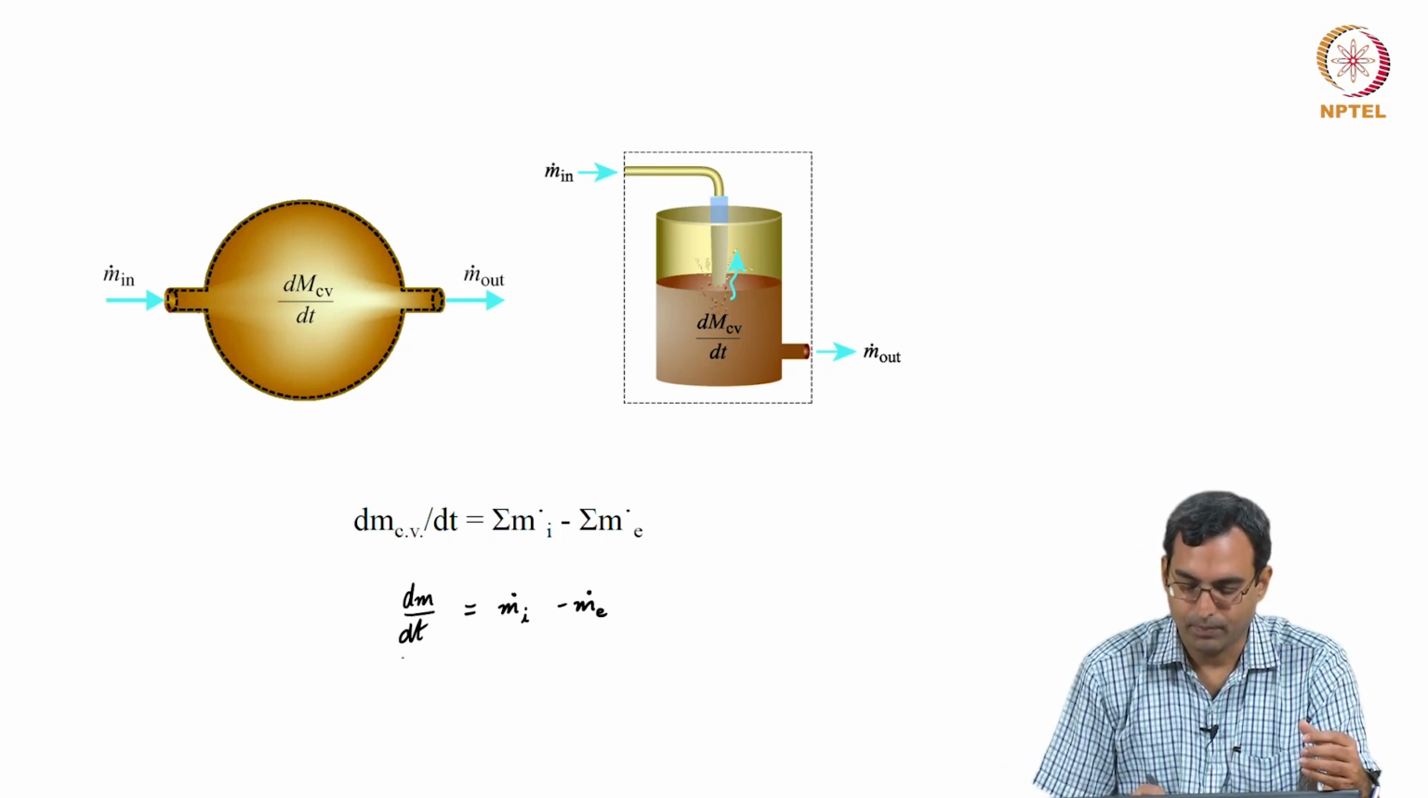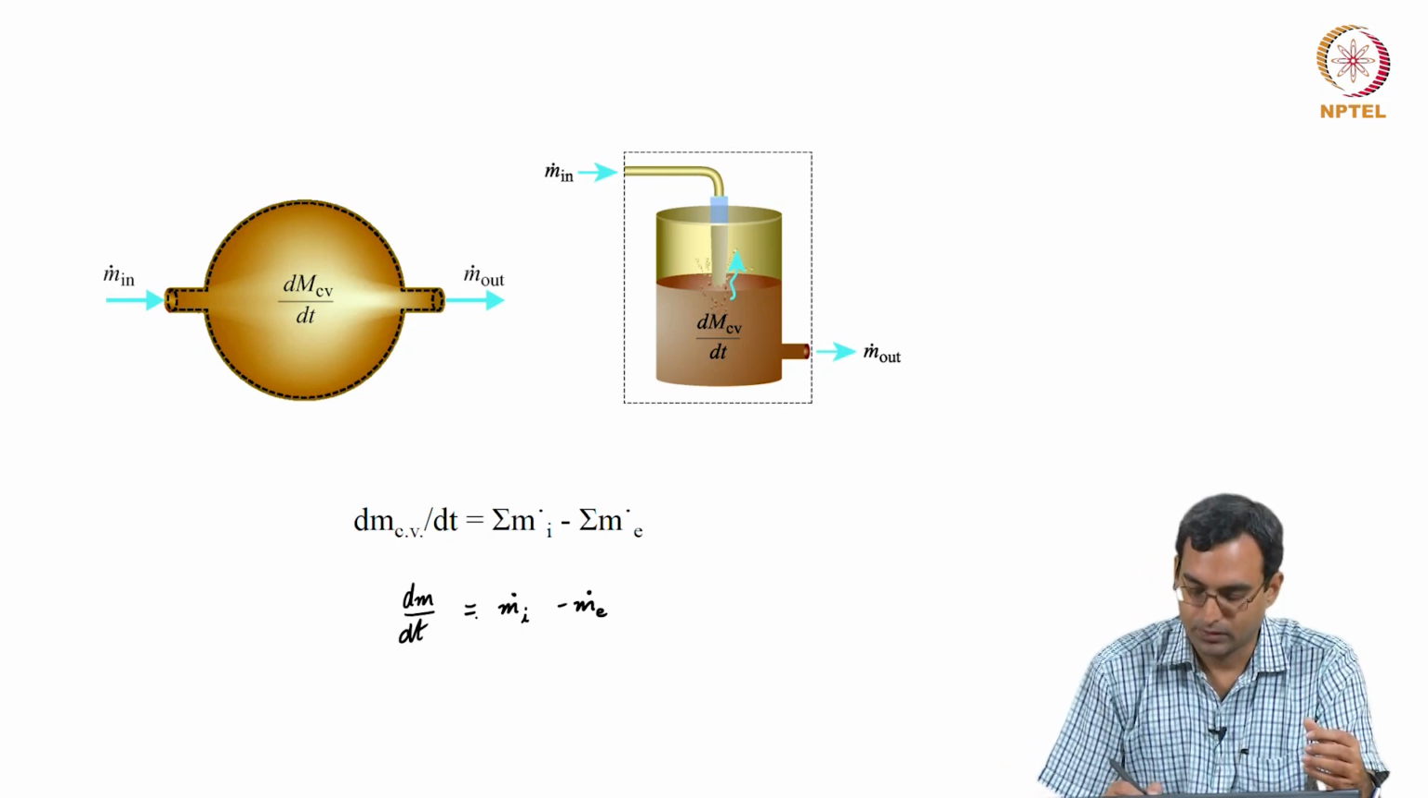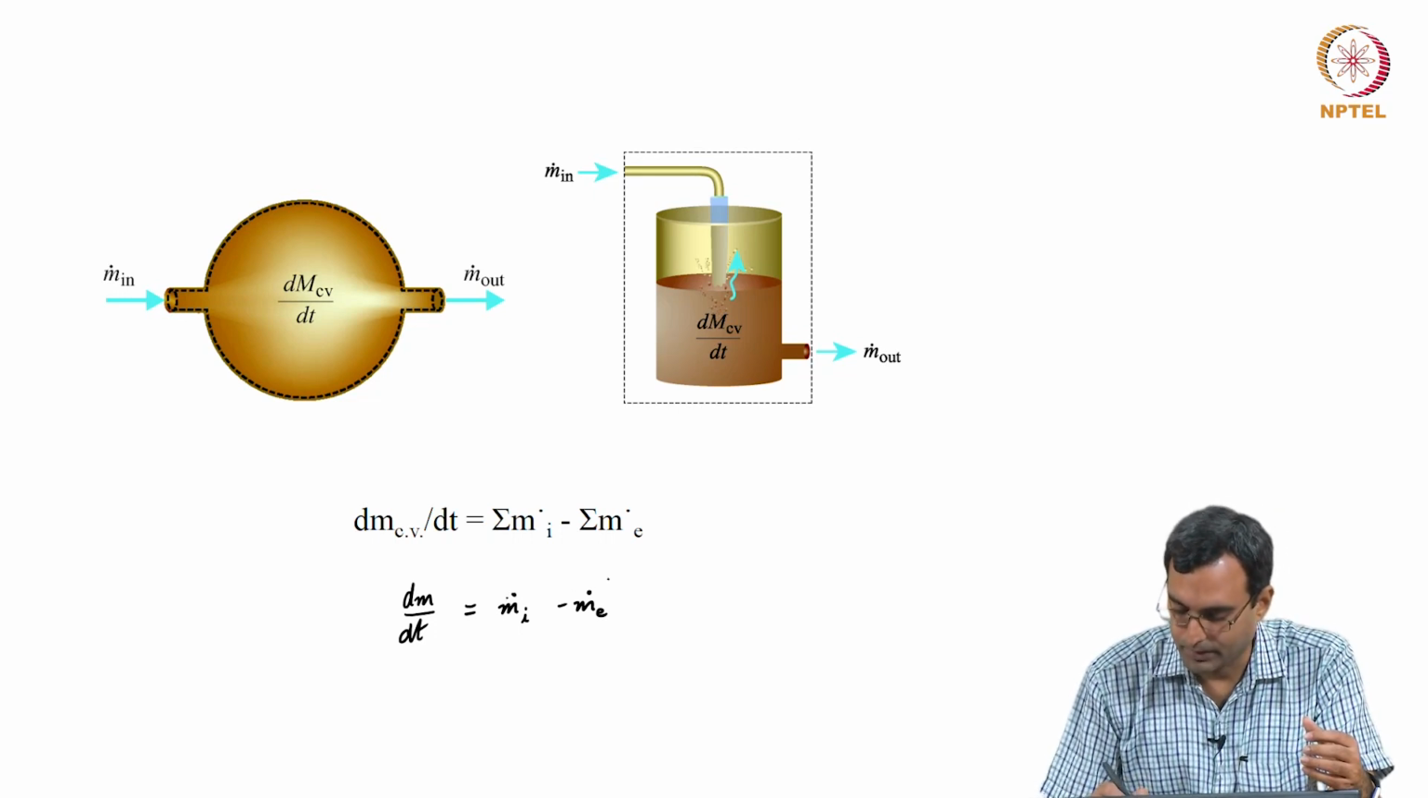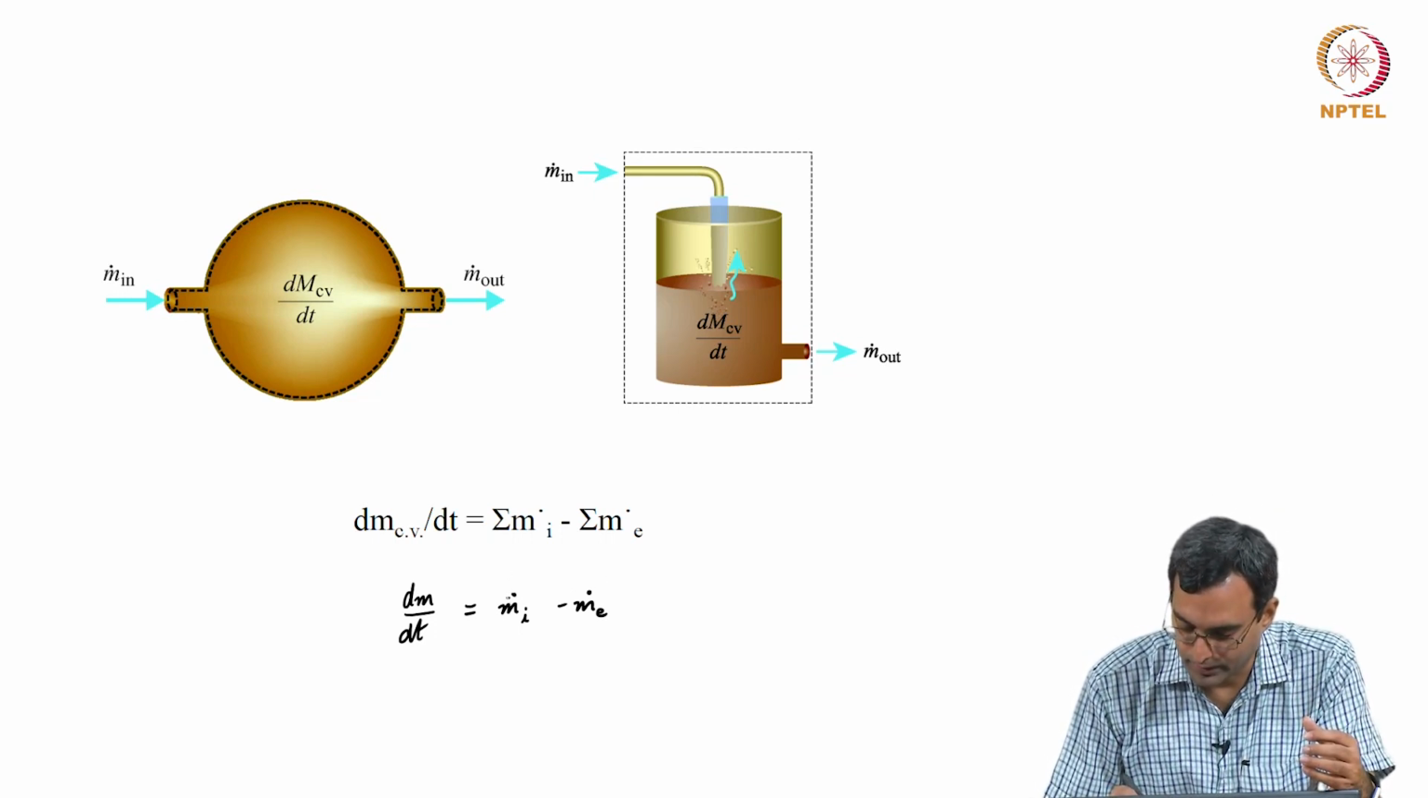So, we say the change in mass with respect to time should be the rate at which stuff is coming in minus the rate at which stuff is going out. I already have a dot here.